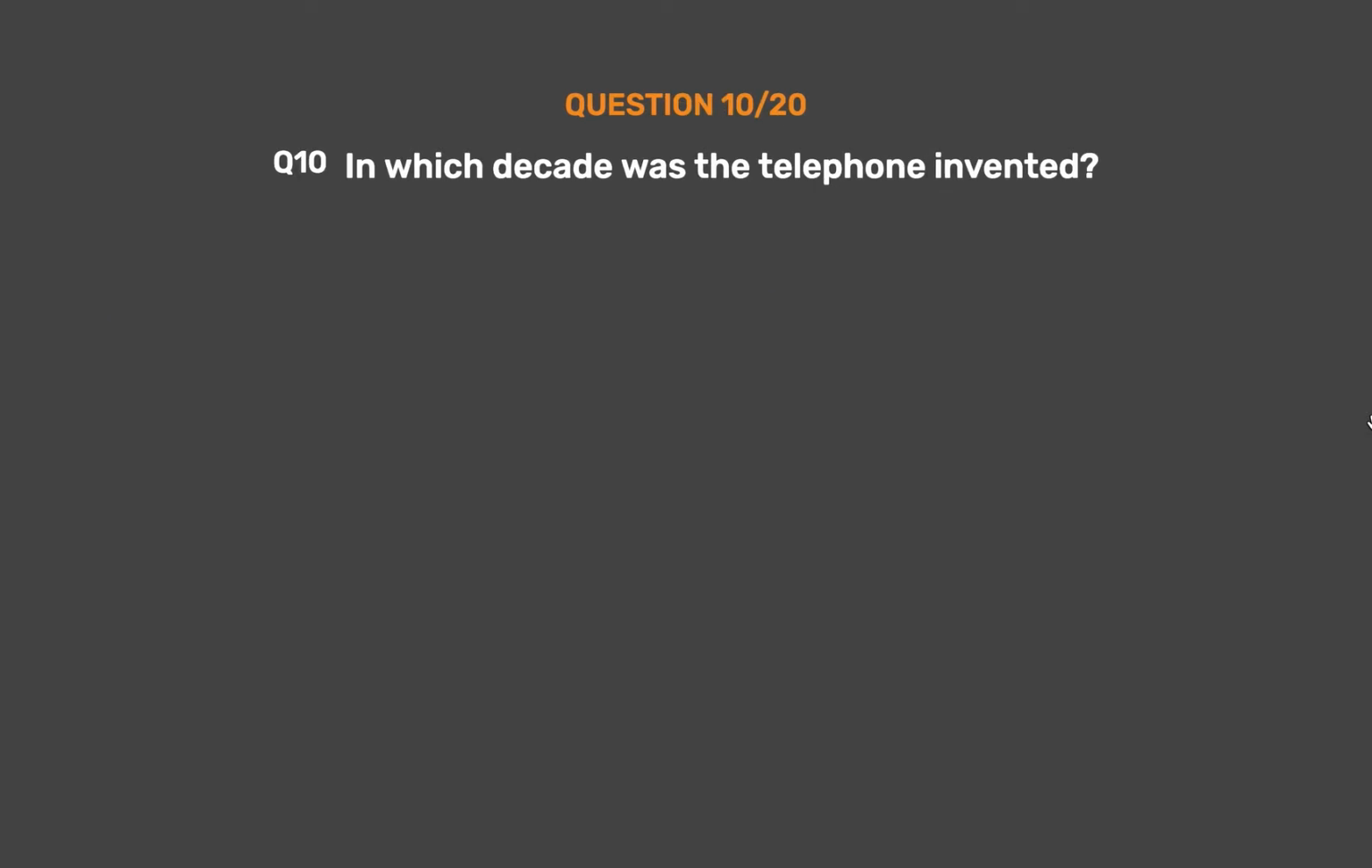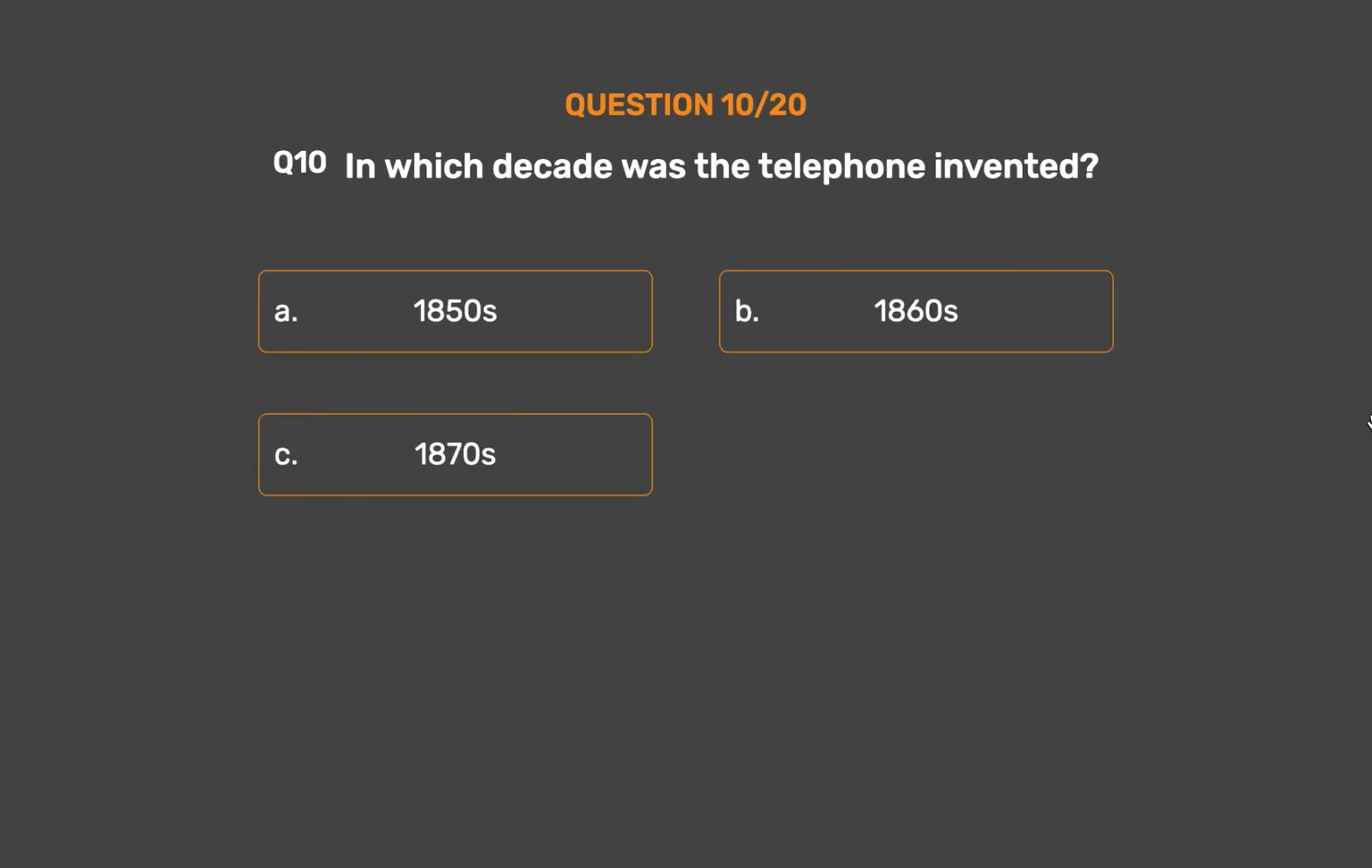Question number 10. In which decade was the telephone invented? Option A, 1850s. Option B, 1860s. Option C, 1870s. Option D, 1880s.